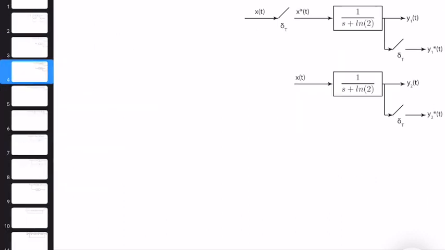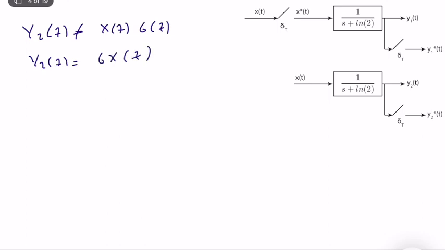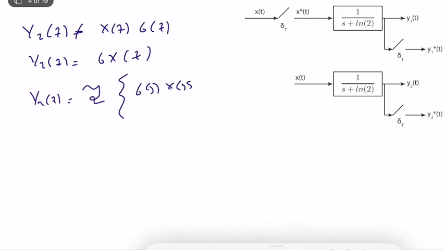Now let's look at the second one. In this case, unfortunately, y2(z) is not equal to x(z) times g(z). y2(z) is equal to simply the z transform of g x. It means that y2(z) is the z transform of g(s) x(s), if you remember from my previous video lecture.